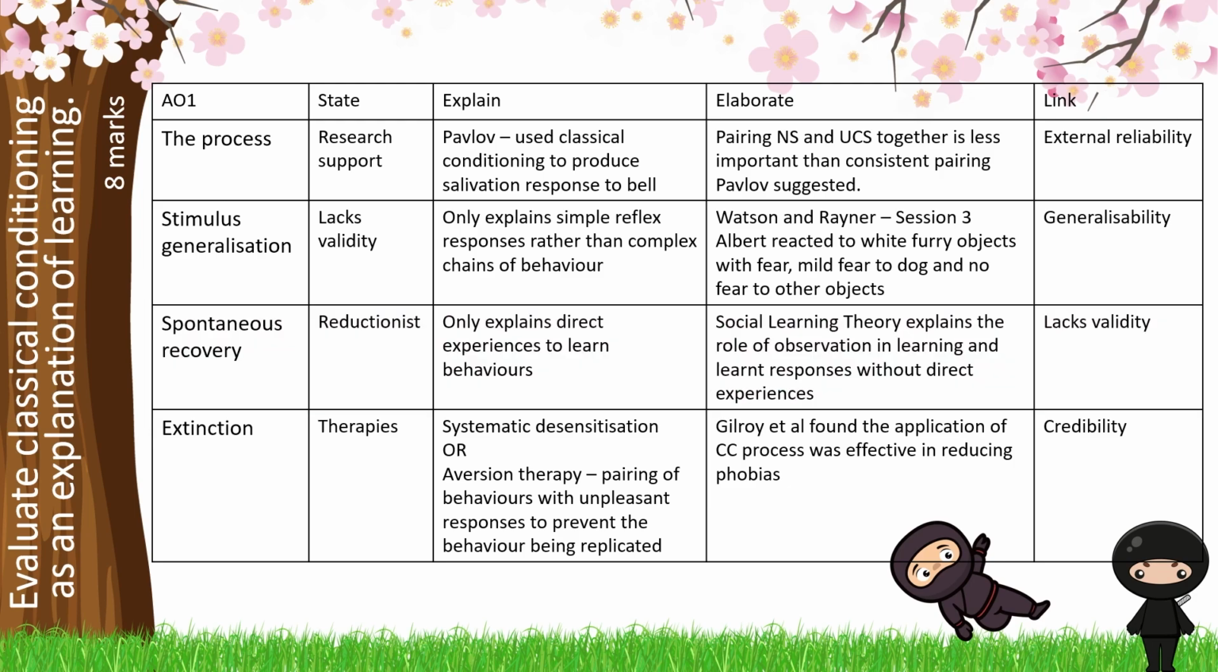Finally, we'd move on to extinction, and here we're evaluating with our explanation of therapies, which is our application of classical conditioning to the real world. You've got a choice here in terms of either talking about systematic desensitization, which is a therapy that you've got to know anyway. So again, less detail here because that's covered in a different video. But you could talk about aversion therapy, where actually we're saying that we could pair our conditioned stimulus with something that's unpleasant and therefore prevent behaviours.